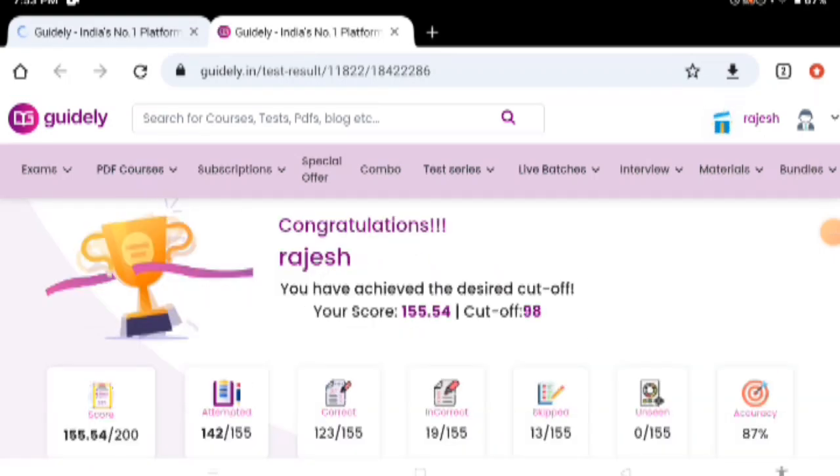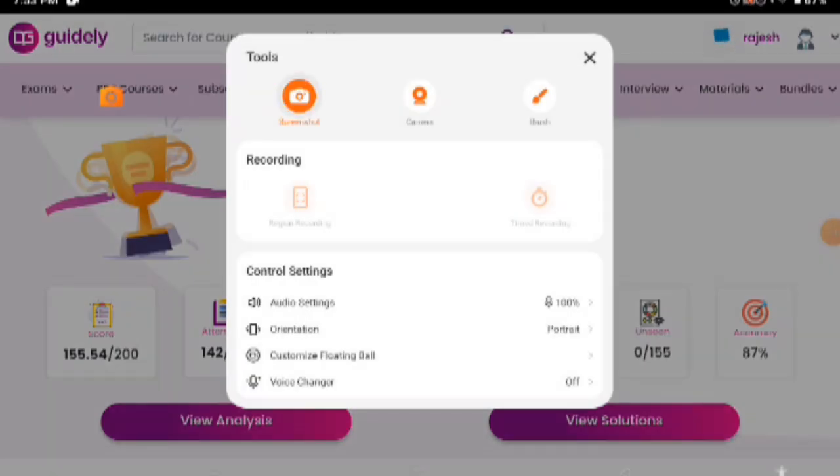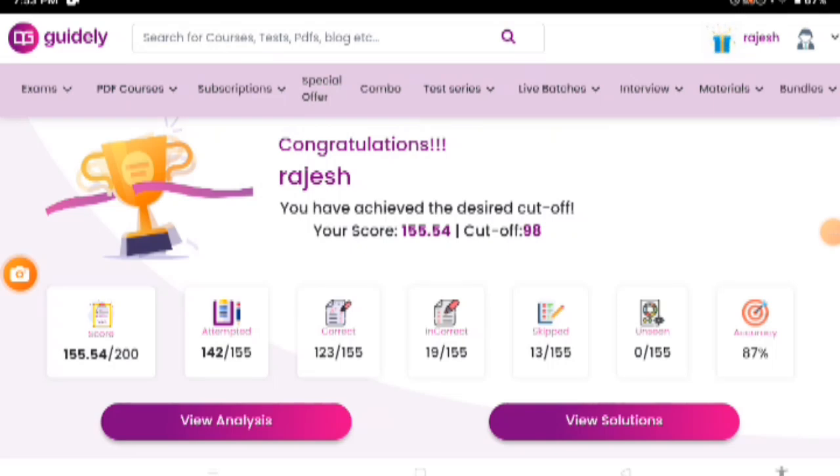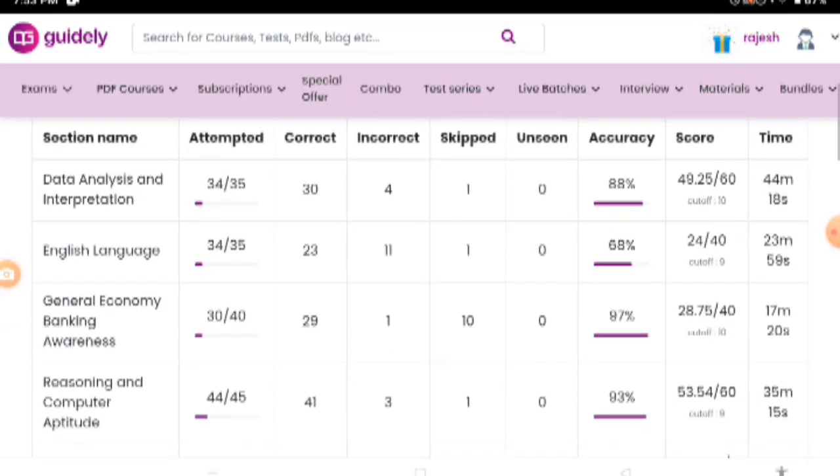Let's see my score in this test. My score is 155, and I attempted overall 142 questions out of 155. So 19 are incorrect, 123 are correct. This is my section-wise score. Data analysis and interpretation, 34 attempted, 30 correct, 4 incorrect, I got 49.25. In English, 34 attempted, 23 correct, 11 wrong, I got 24. And in general awareness, 30 attempted, 29 correct, 1 wrong, 28.75.